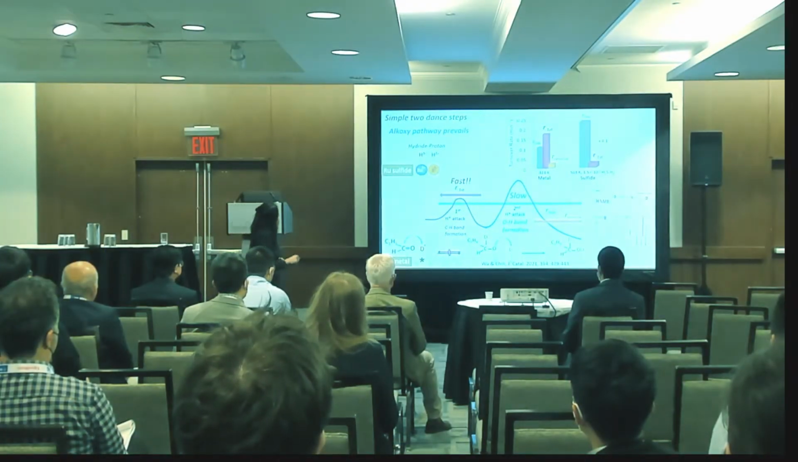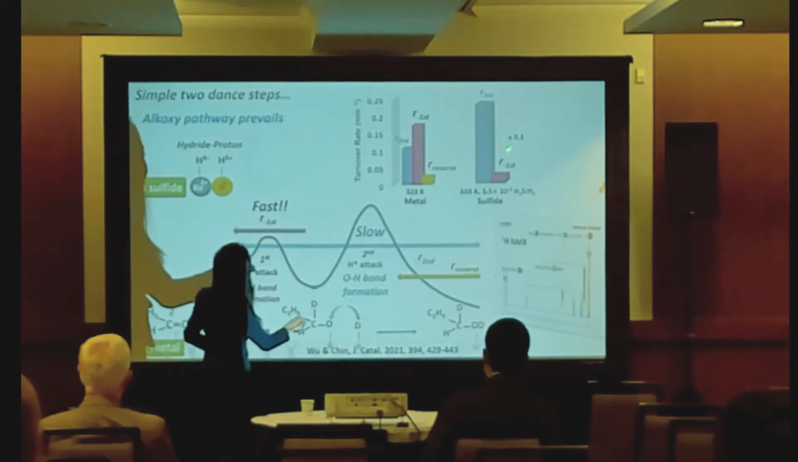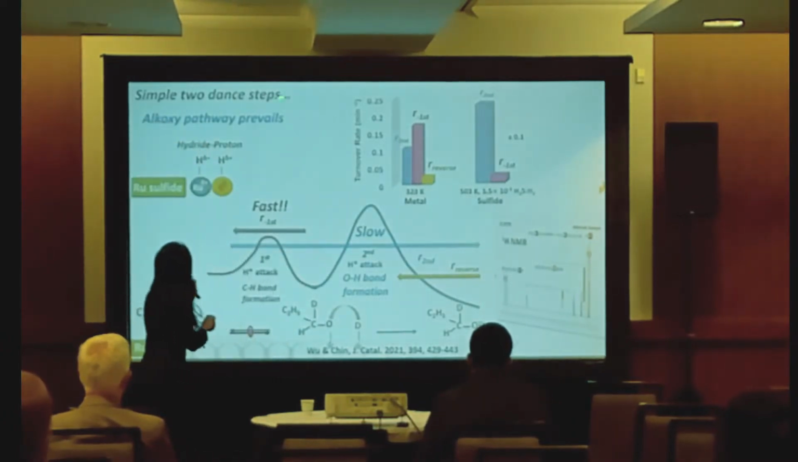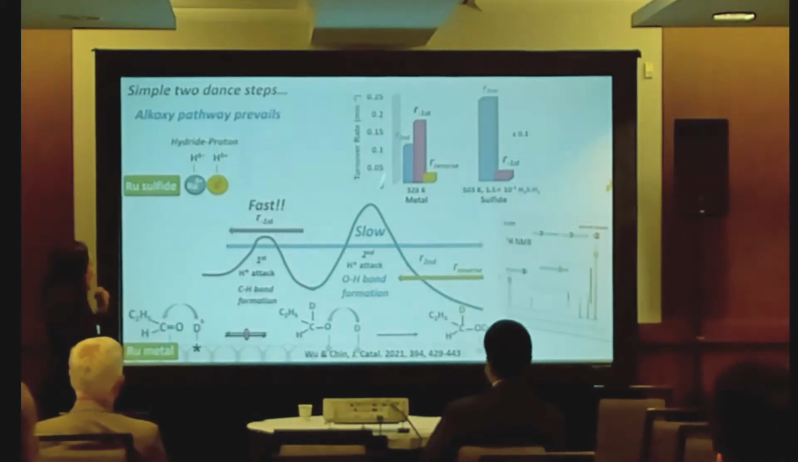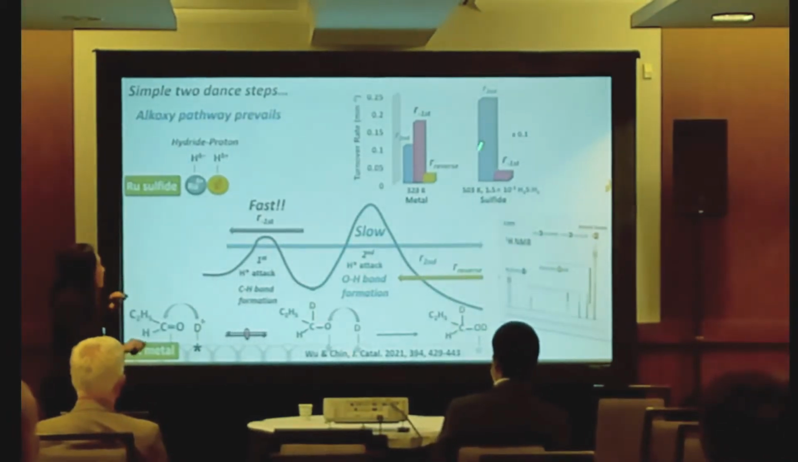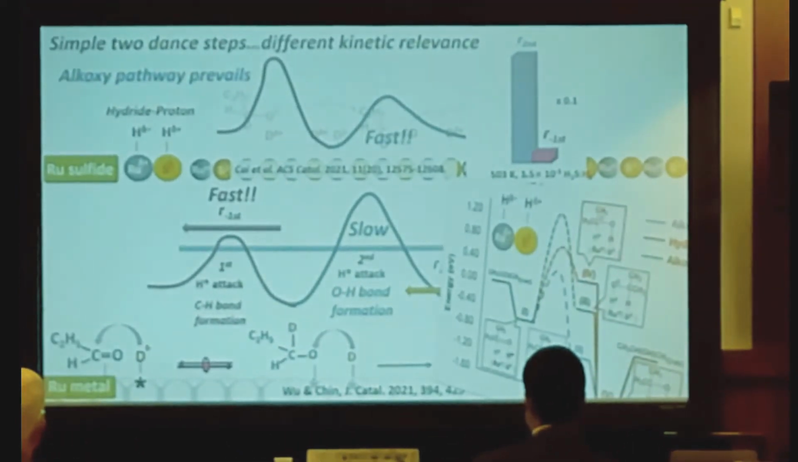The chemistry changes when we go from the vapor-ruthenium interface to a ruthenium sulfide surface. Now we have a hydride-proton pair, no solvent. We activate the hydrogen heterolytically, and these are the changes. The alkoxy pathway is still the pathway, but the second step now becomes much faster. The first step is now slower. This is a change in the catalytic depth.